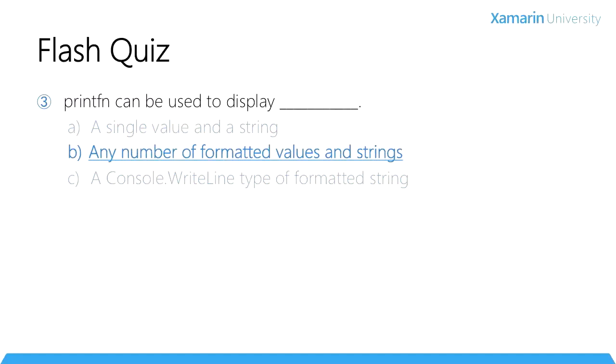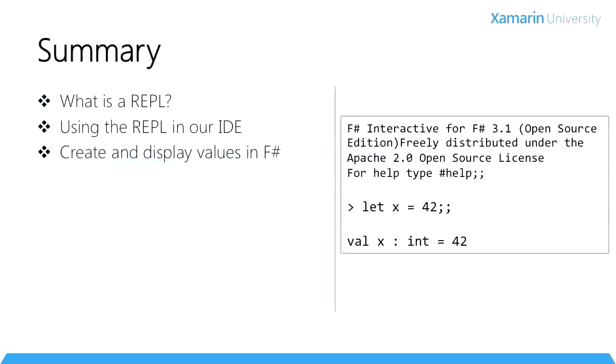And the answer for this one is B. It's any number of formatted values and strings, just like we did in the last exercise. So that brings us to the end of this objective, where we've had a look at what is a REPL, how to use the REPL in our IDE, and to create and display values and variables in F#.